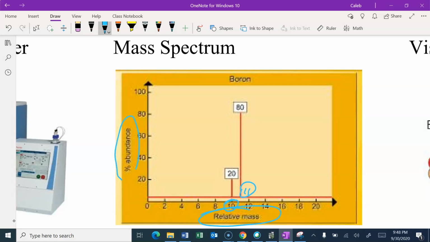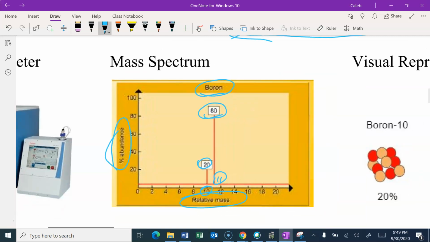The percent abundance is the y-axis. So about 20% of all of boron has a mass of 10, and about 80% of all of the boron atoms have a mass of 11. That's what this graph tells us.